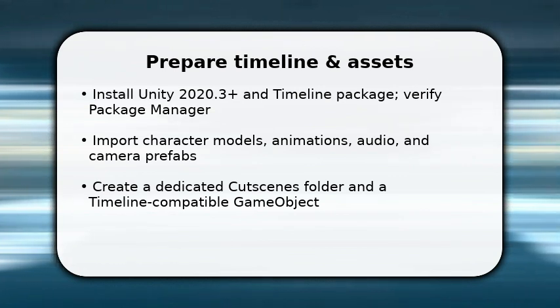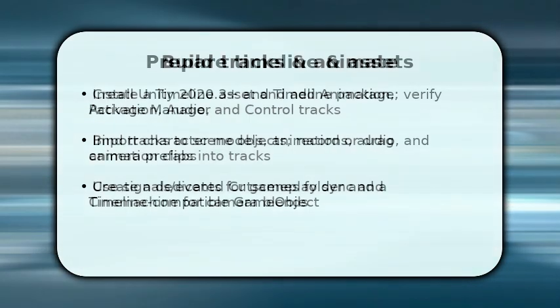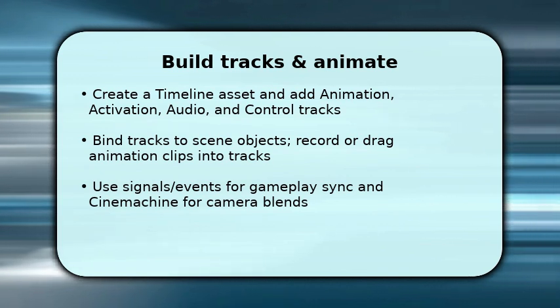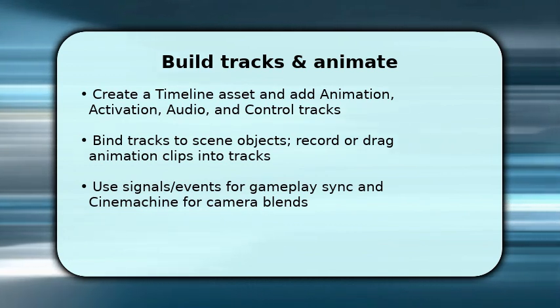You now construct the cutscene. Create a timeline asset and add animation tracks for characters, an activation track for props, an audio track for dialogue, and a control track for nested timelines. Once the tracks exist, bind each to its target object by dragging the scene object into the track binding slot.